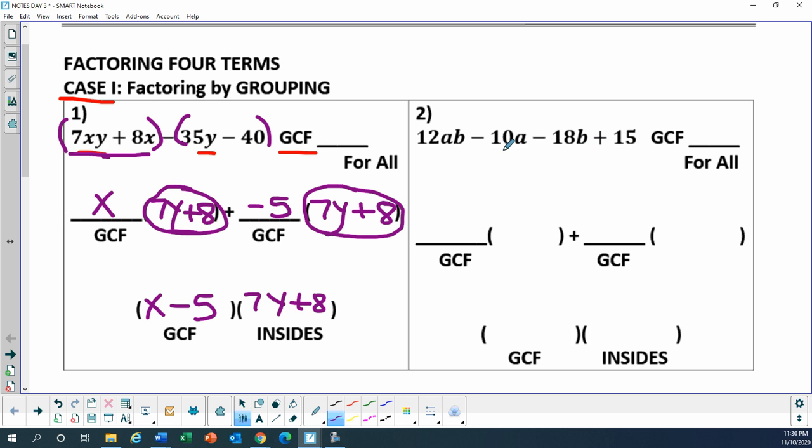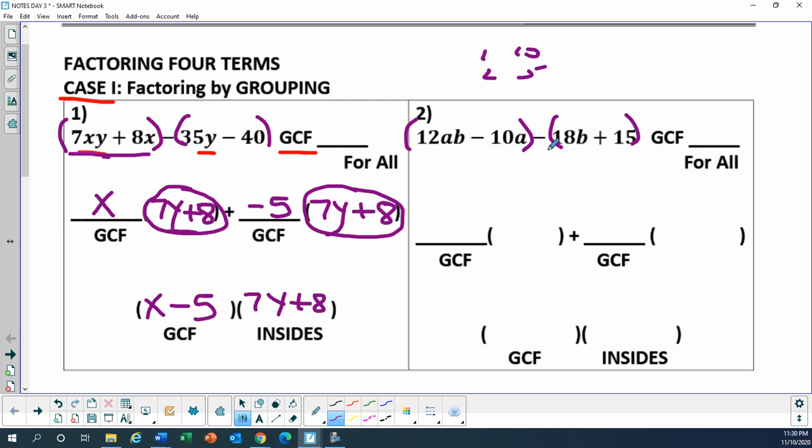18. So usually you look at the smallest number, which is 10. The factors of 10 are 1 and 10, 2 and 5, right? Then I would see, okay, would 10 go into everything? No. Then the next largest one is going to be 5. 5 doesn't go into 12, so I know they don't have any GCF that is common for all the 4 numbers. But I can group them like this, right?